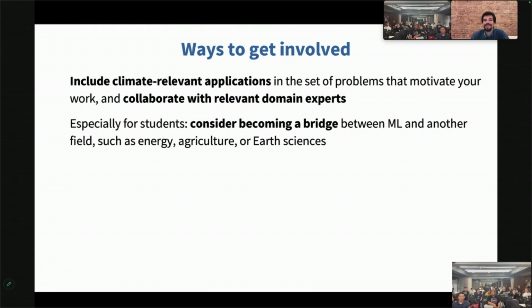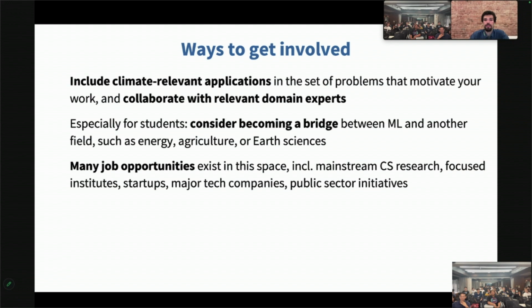Especially for students, consider becoming a bridge between machine learning and some other area. There's an urgent need for people who can speak multiple technical languages, like translating between machine learning and agriculture, or machine learning and electricity systems, and understanding needs and capabilities from both a methods and an applications perspective. These kinds of skills will make you very much in demand in hiring in the private sector, potentially in academia, certainly in the public sector. Private and public sectors really need people who can build bridges between different sectors here.